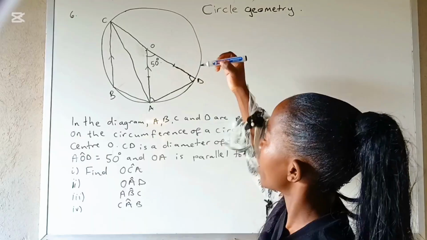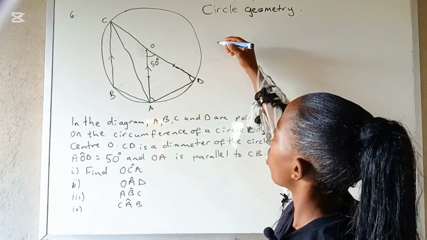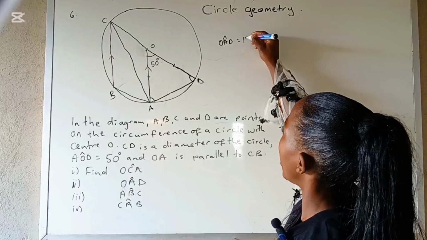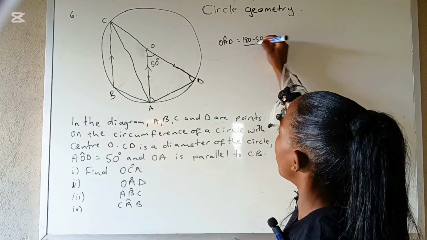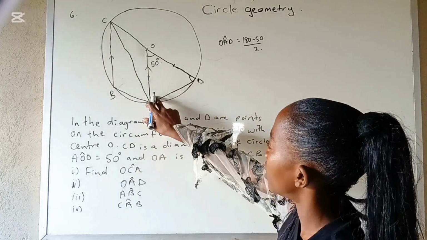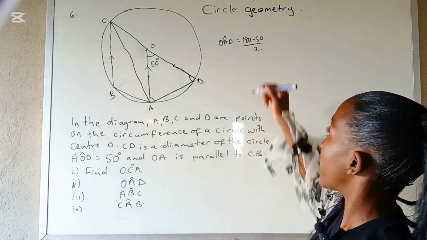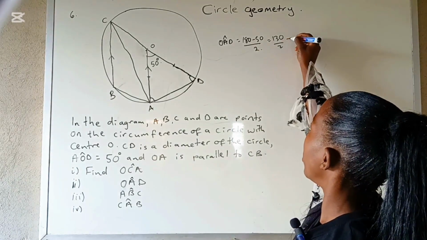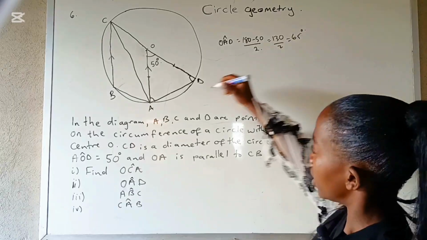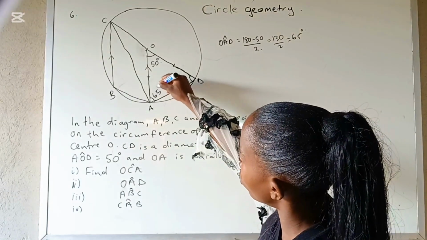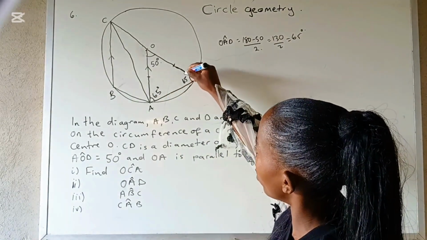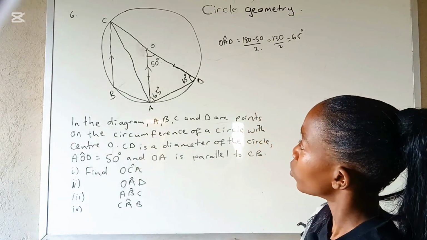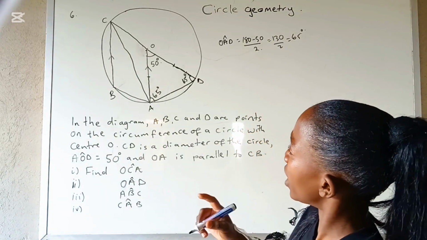So to find this angle, which is OAD, we say 180 minus 50, then you divide by 2 to share it with the angle D, right? So 180 minus 50, we get 130, divided by 2, we get 65 degrees. So it implies this angle is equal to 65 degrees and this angle is equal to 65 degrees, right? Let's move on to find another angle.